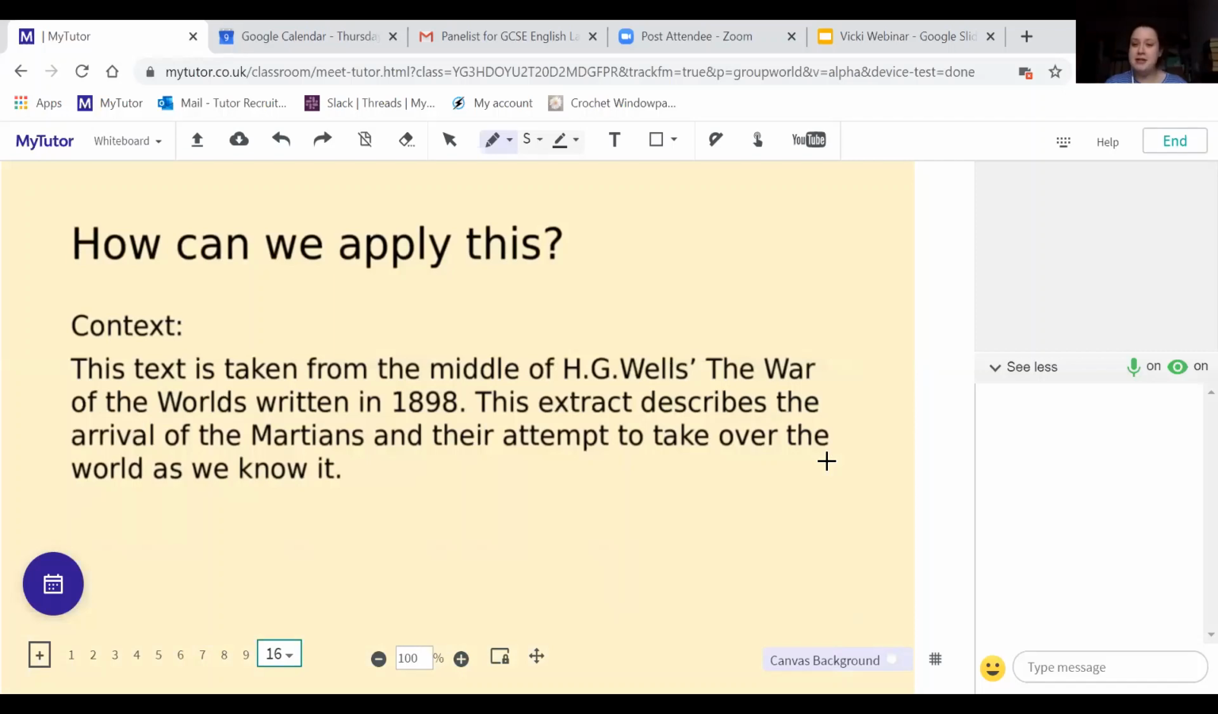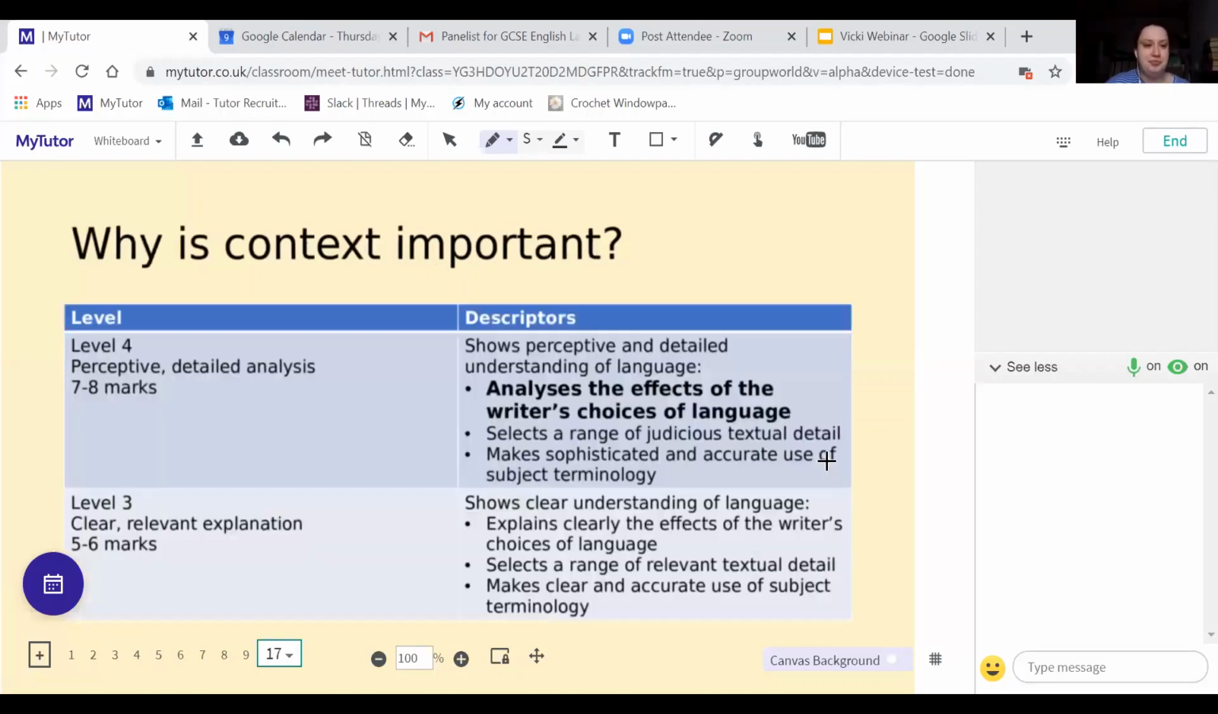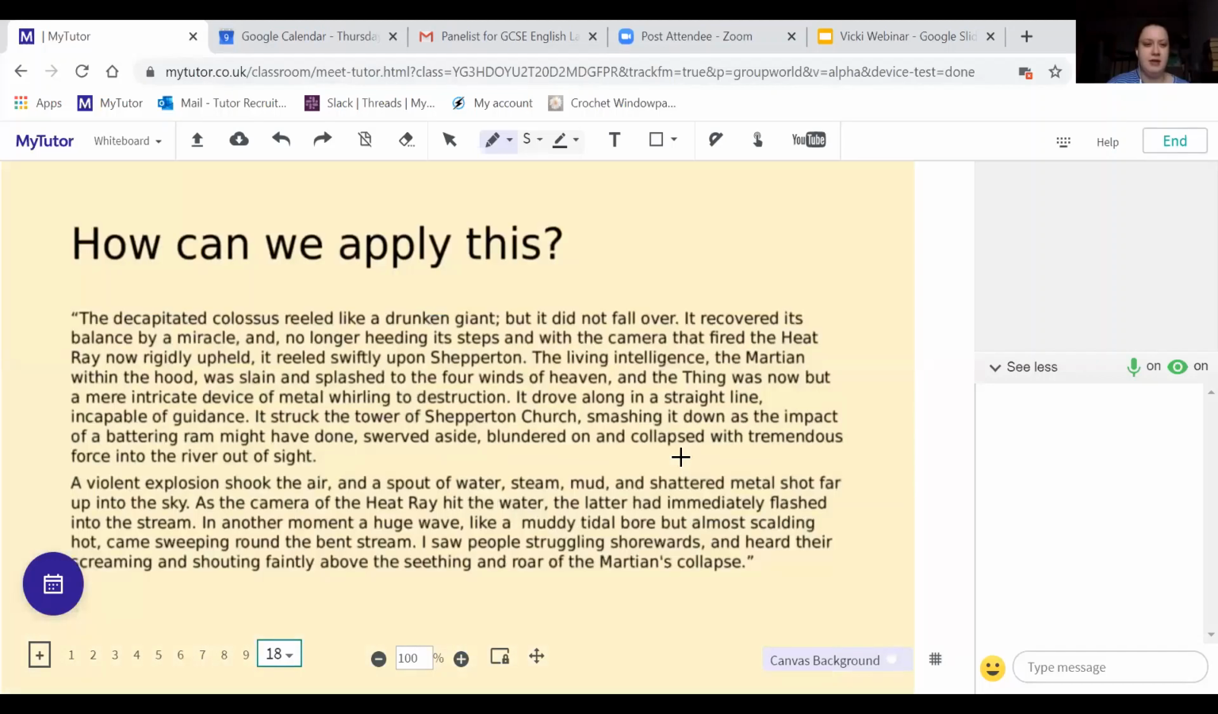So I'm going to show you a text. So this is, if it isn't already, it will be up for you guys to have a go at as a past paper. So a little bit of context before we get into it. So this text was taken from the middle of H.G. Wells's The War of the Worlds, written in 1898. This extract describes the arrival of the Martians in their attempt to take over the world as we know it. So this is the bullet point I'm going to be looking at. So analysing the effects of the writer's choice of language.